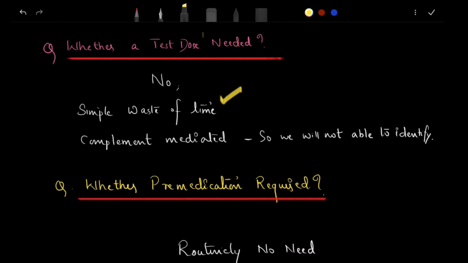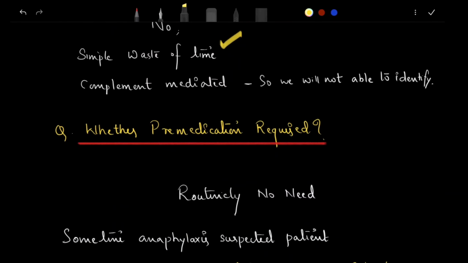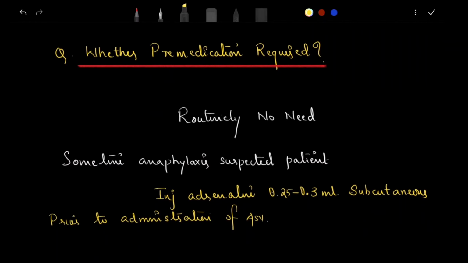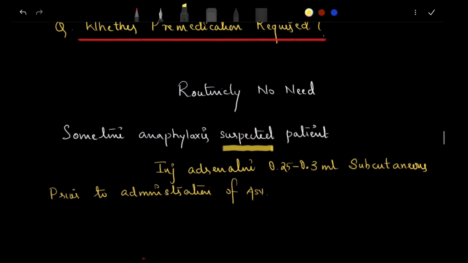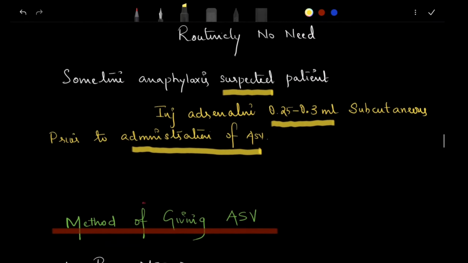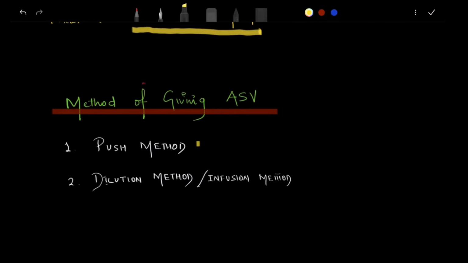If you find that there is a suspicion of envenomation, just go for ASV, whether pre-medication is required or not. Routinely, it's not required, but in some patients where anaphylaxis is suspected, we'll give injection adrenaline 0.2 to 0.3 ml subcutaneously prior to the administration of ASV. Okay, so for giving ASV, there are two methods, the push method and a dilution or infusion method.